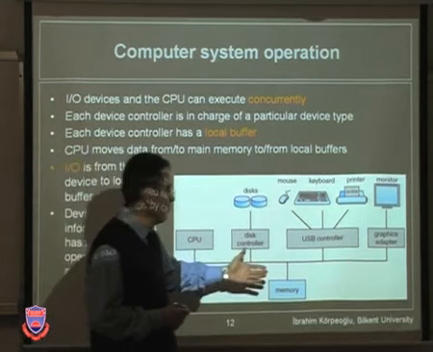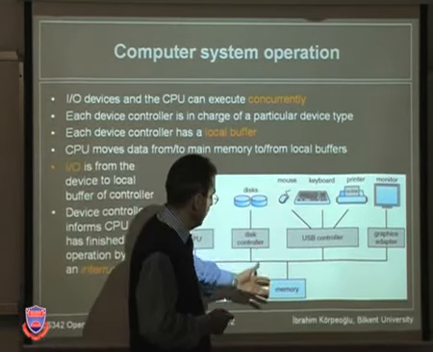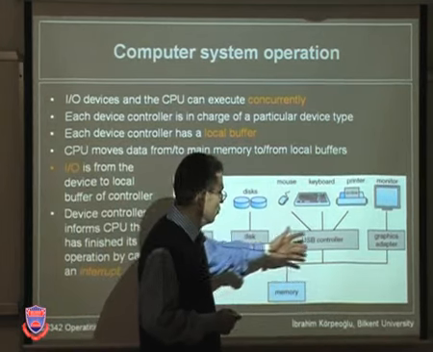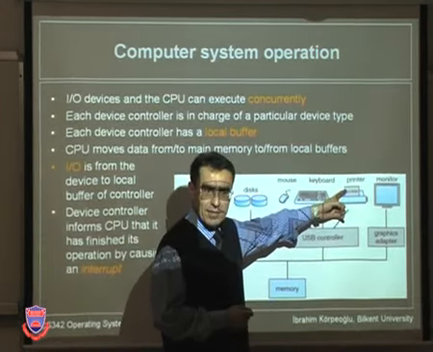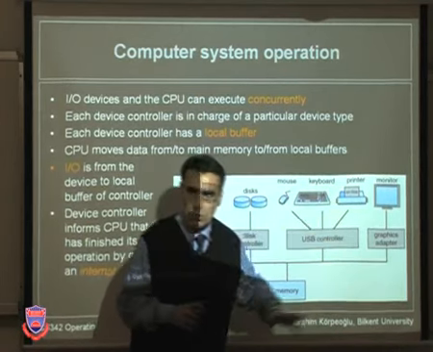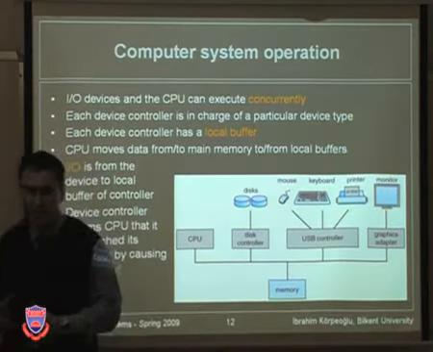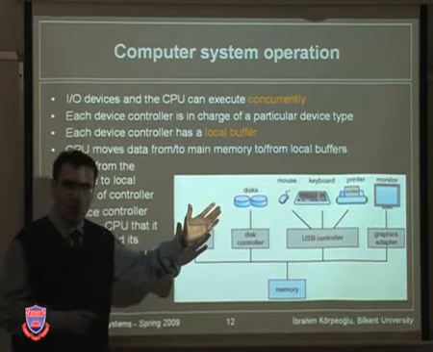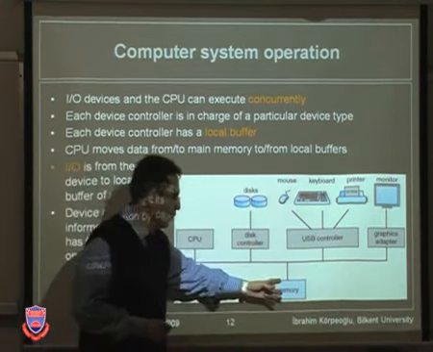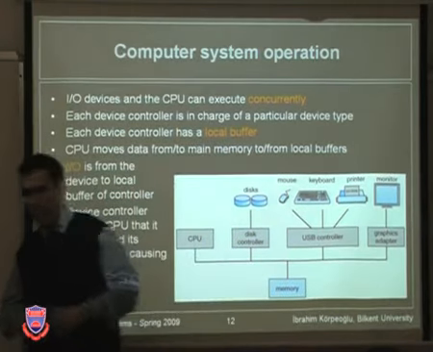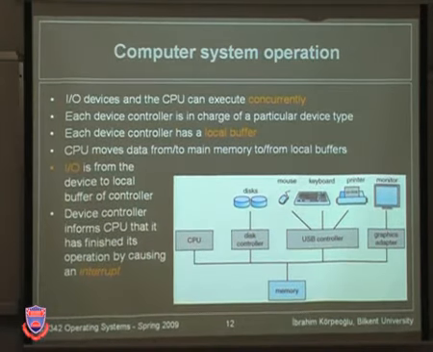If you would like, for example, to send something to the printer, the data first goes from the memory to the printer controller, and then from the printer controller to the printer itself. The printer controller knows how to send the data in its buffer to the printer itself. And the movement of data from the memory to the printer controller, however, can be done by the CPU.